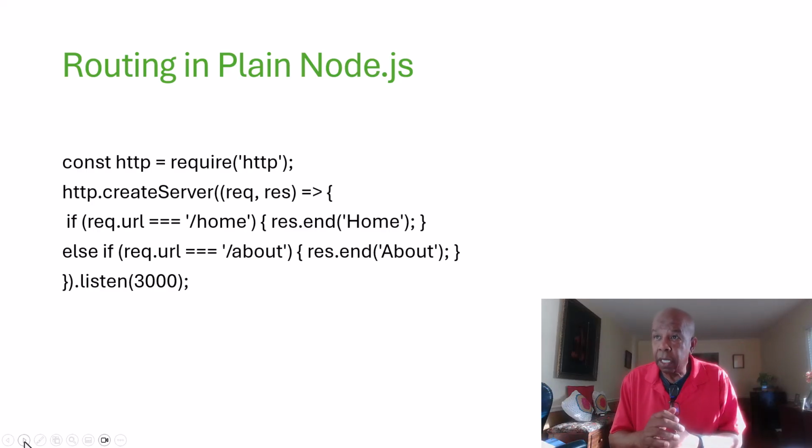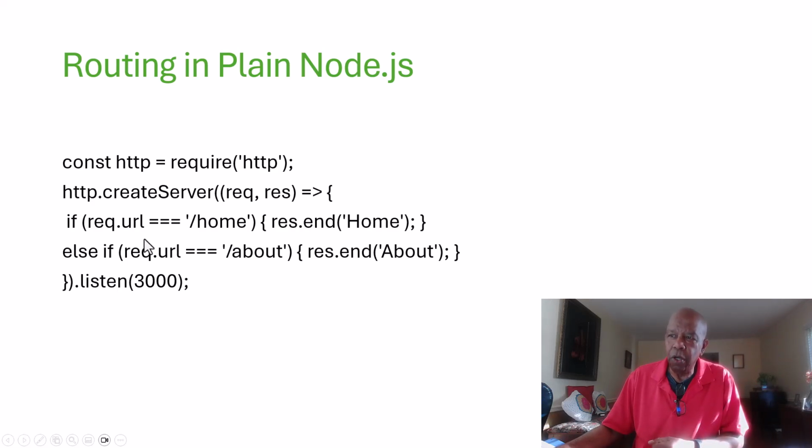Here is some routing. Next time we'll be getting deep into what routing means. But this is just an example of the code that you're going to see in plain Node. What this is basically doing is saying that if I'm asking for the home screen, give me the home screen. If I'm asking for the about screen, give me the about screen. So this is basic code in plain Node.